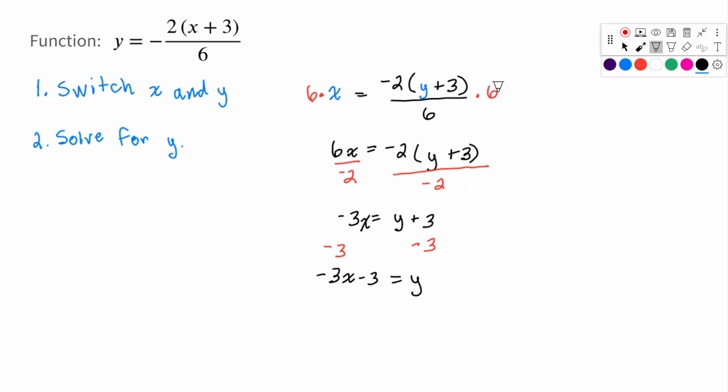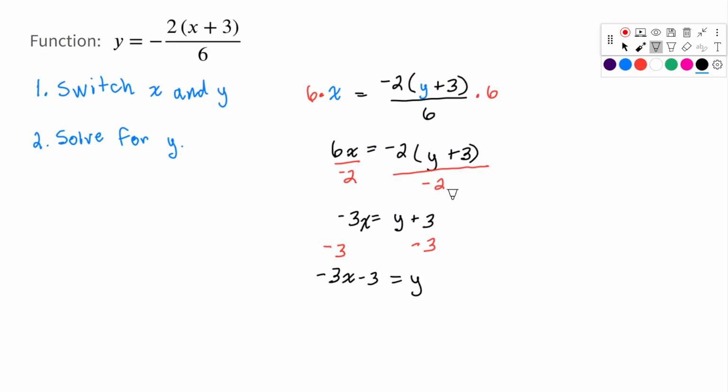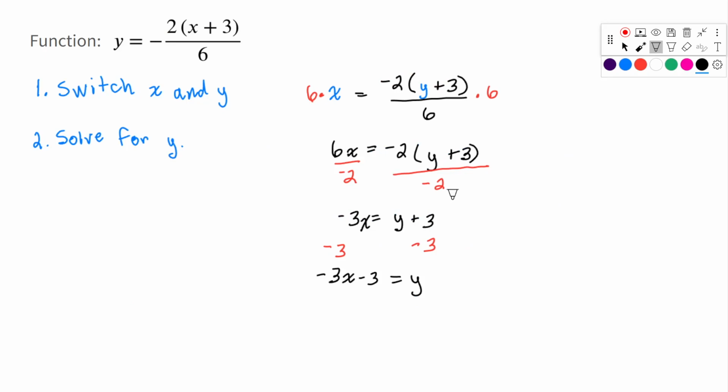Now what you should notice is the steps that I took were the exact same steps I took with my table. I multiply by 6, that was the first thing I did, and then I divide by negative 2, that was the second thing, and then I subtract 3, and I have my expression. So this is the algebraic method. First thing you want to do is switch the x and the y, and then solve for y. Undo the equation to get the y by itself. And these are the two methods for finding the inverse function of a given function.